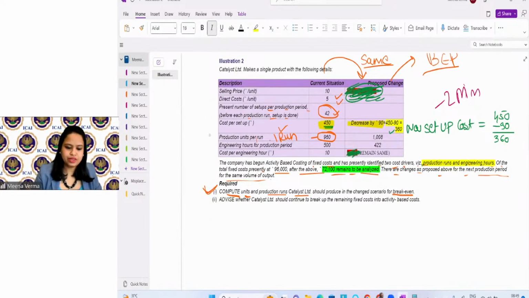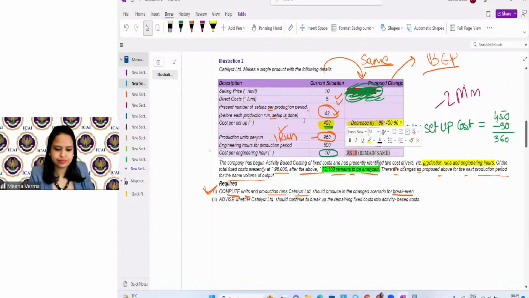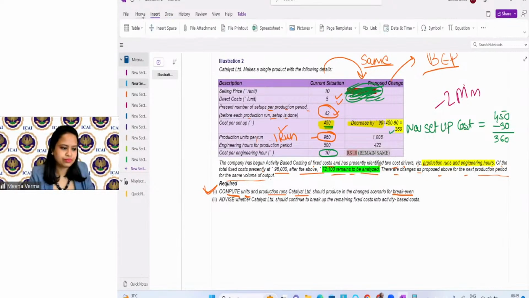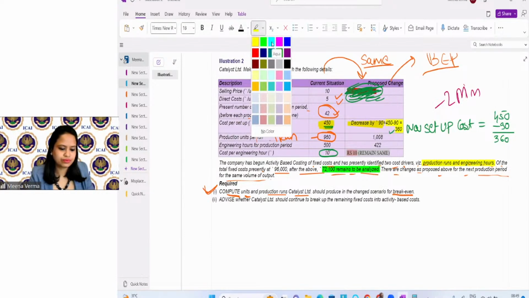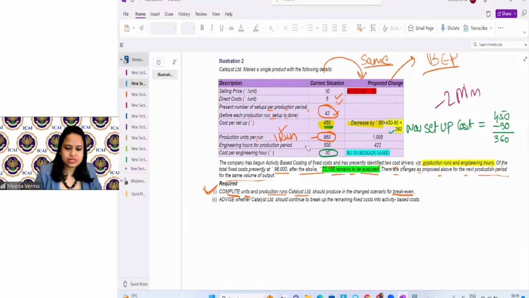All right. Then what do we have here? Nothing is mentioned about the cost per engineering. We will assume that it remains the same. Nothing is given. We will assume it will be the same. What else do we have?